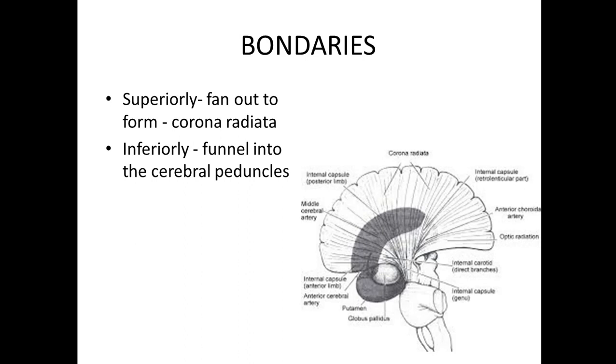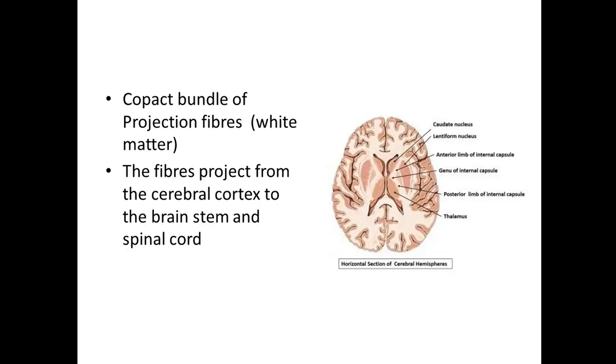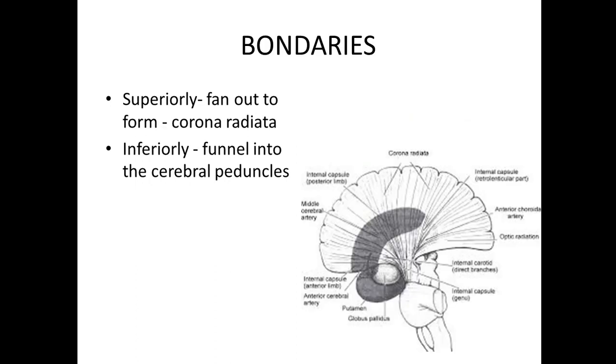The boundaries of the internal capsule are superiorly, inferiorly, medially, and laterally. Superiorly, you can see how the fibers are fanning out. All the fibers are converging. This fanning out structure is called corona radiata. These are the fibers either coming from the cerebral cortex or going upwards towards the cerebral cortex. All these fibers just fan out like this, and this fanning out structure is called corona radiata.